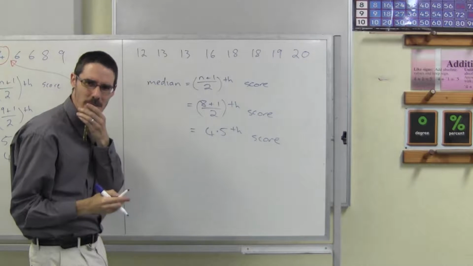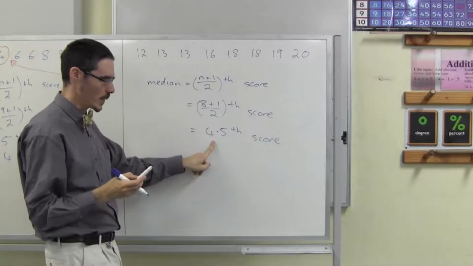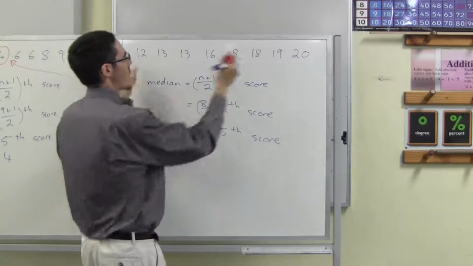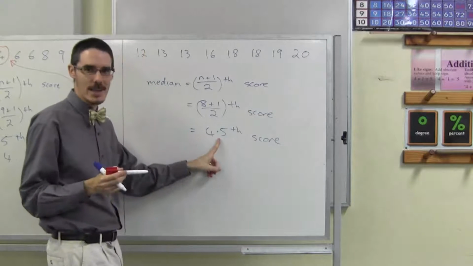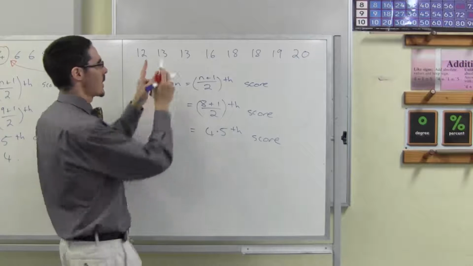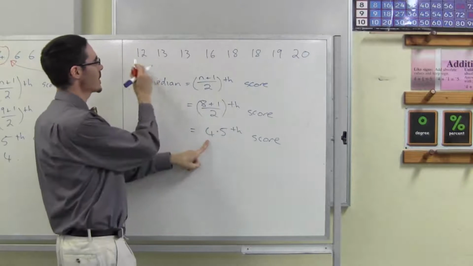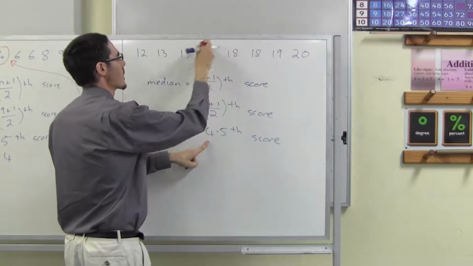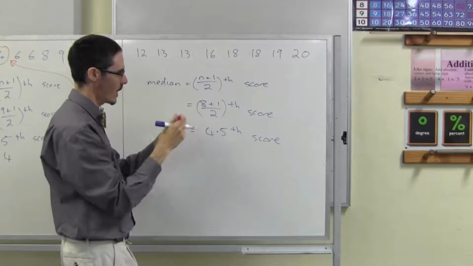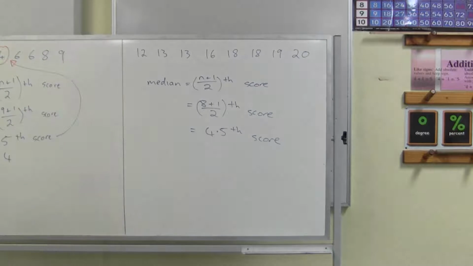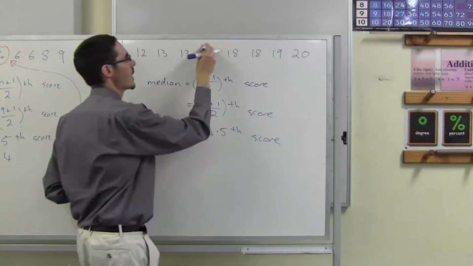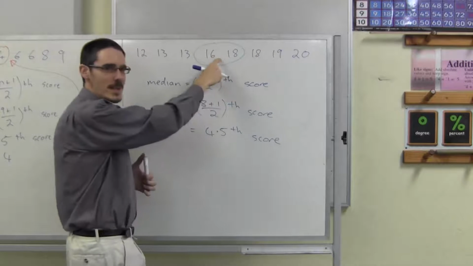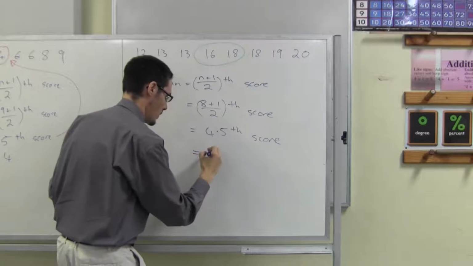Oh, the 4.5th score, it must be halfway between the 4th score and the 5th score. Now we knew that already, we've got an even number of scores, so the median is going to be halfway between the two in the middle. So I go back to my sorted list and I find the 4th and 5th scores. My pen's decided not to work. Okay, the 4th and 5th scores. Let's try green instead. There we go, the 4th and 5th scores. So it's halfway between 16 and 18, which is 17.